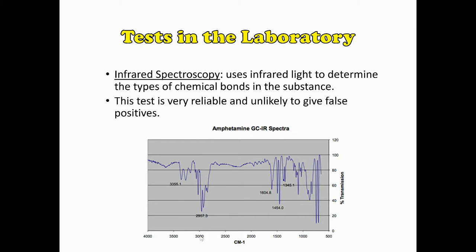So what do you need to know? Infrared spectroscopy uses infrared light to determine the types of chemical bonds in a substance. Very reliable. It will not give a false positive. And what you're going to have here is a confirmatory test. That's what you need to know.